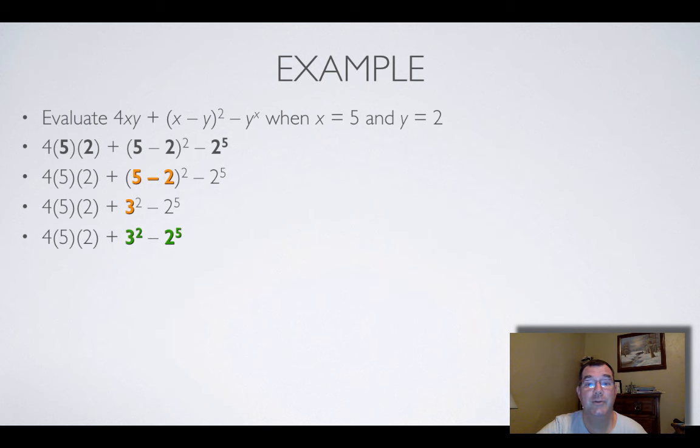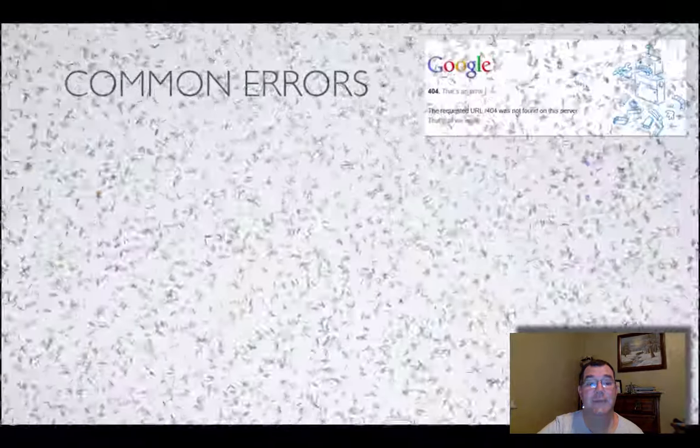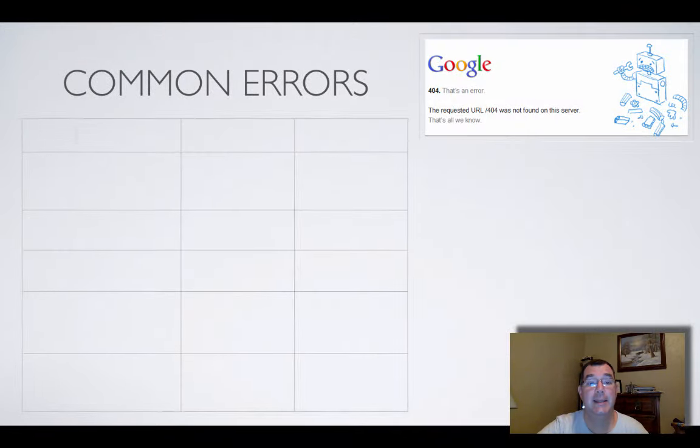So I simplify those. 3 squared becomes 9. 2 to the 5th becomes 32. Now I look for multiplication. I've got that 4 times 5 times 2. That's the only multiplication I have. That's 40. And now I can just add or subtract from left to right. So 40 plus 9 is 49, and 49 minus 32 is 17. So all of that, when x is replaced with 5 and y is replaced with 2, all of that is worth 17. So here's some common mistakes that people make.